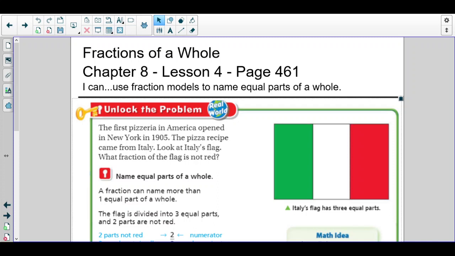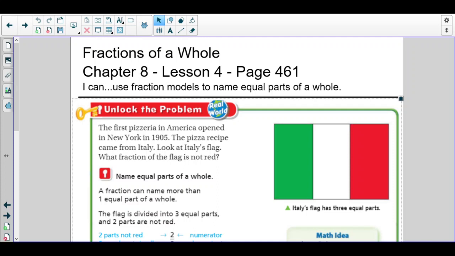We are continuing with our investigation into fractions. So if you would be so kind, please turn to page 461 in your volume 2 GoMath book. That's going to be chapter 8, lesson 4. And you can see that the goal here is that I can use fraction models to name parts of a whole.